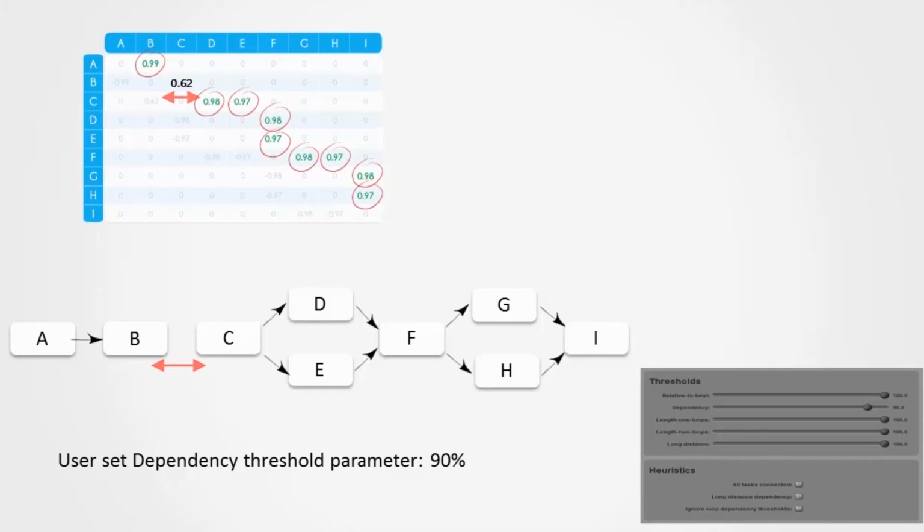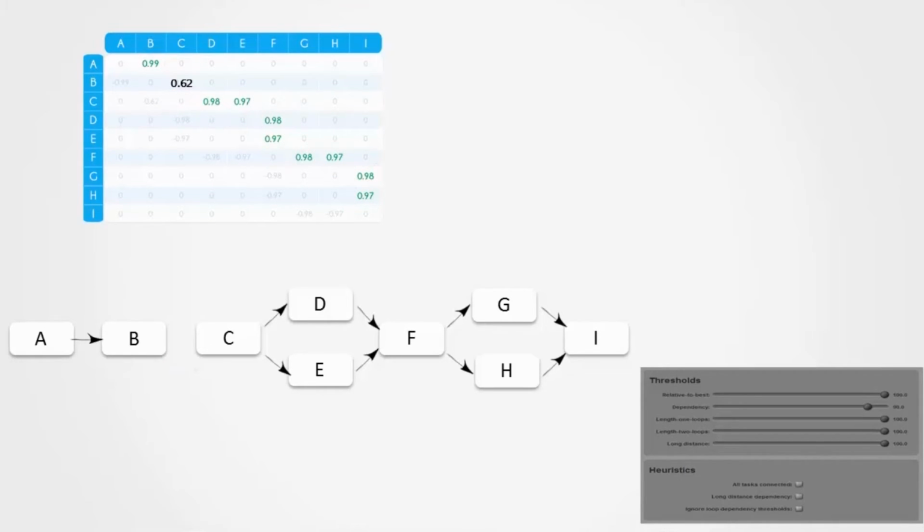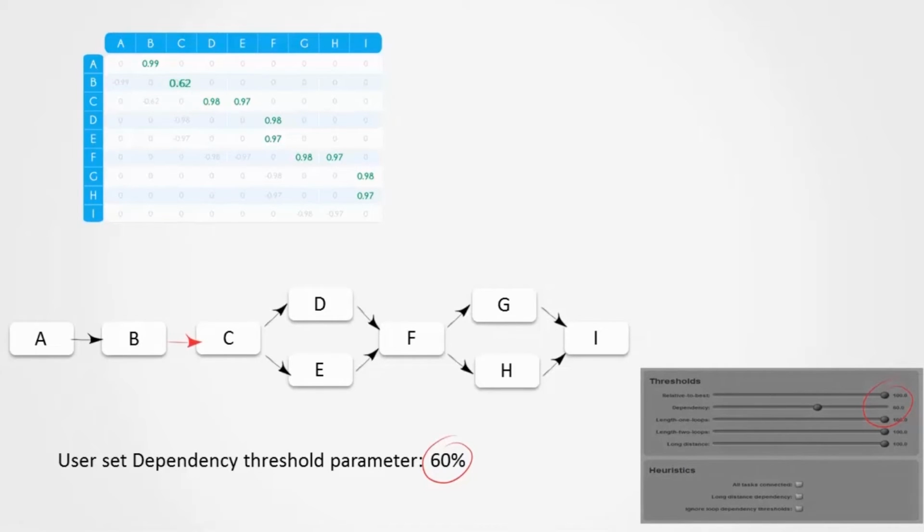Let's try with a different set of parameters to see how it influences the discovered model. If we set the dependency threshold to 60%, the dependency value between B and C is above the threshold, so it will lead to an edge in the model, as can be observed.